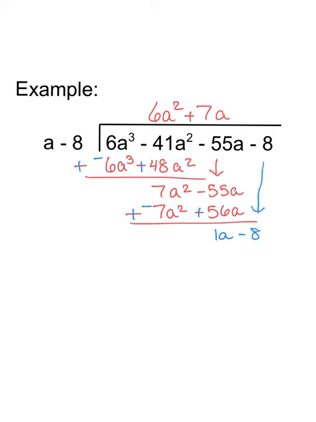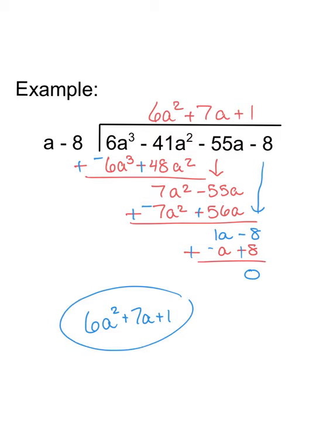Negative 8. Again, we're going to say a times what gives me a? Hopefully you pick 1. If I multiply that 1 times a, I get a. 1 times negative 8 is negative 8. I'm going to subtract, keep change, and here I have 0, so my remainder is 0. So I end up with 6a squared plus 7a plus 1. That is my answer when I divide.